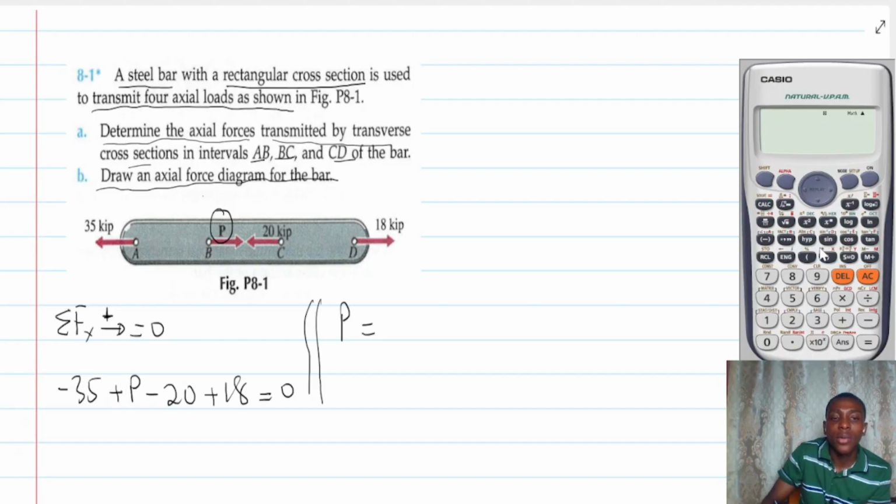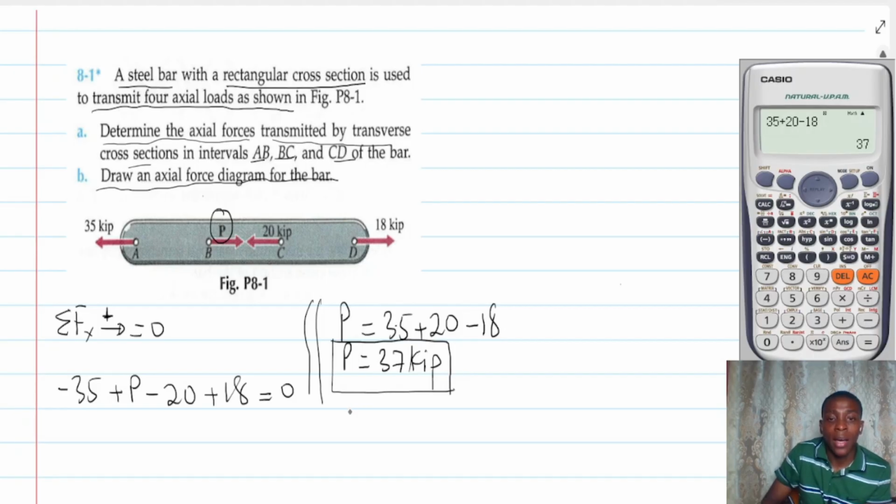Solving for this, P is going to be 35 plus 20 minus 18. So P is 37 kip. That is kilopound force. Now we know P, then we can find the internal forces.